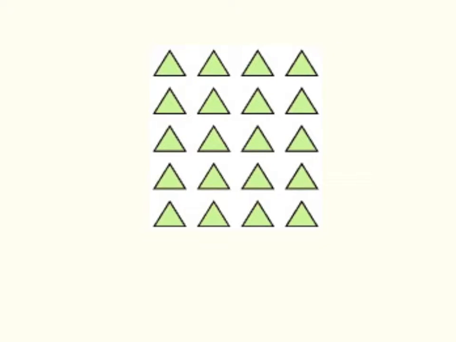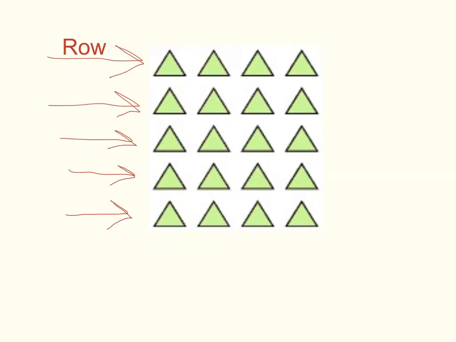Alright, so here we have a picture of an array, and pretty much what we're going to be looking at is we're going to start with rows, and the rows are everything that go across. So this right here is a row, this right here is a row, this right here is a row, and a row up here. Okay, so rows go across.